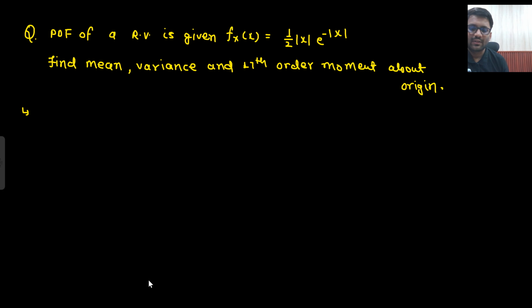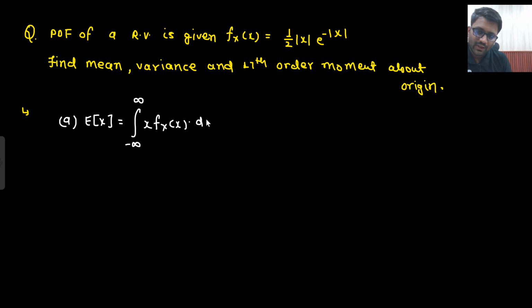So let's go one by one. First thing, let's find out the mean, expectation of x. So that would be equivalent to the integral from minus infinity to infinity of x fx of x dx. Here x is going from minus infinity to infinity only. Here they did not mention the limit of x, no. So by default you will say that x will go from minus infinity to infinity only. 1 by 2 is a constant value which I can take outside.